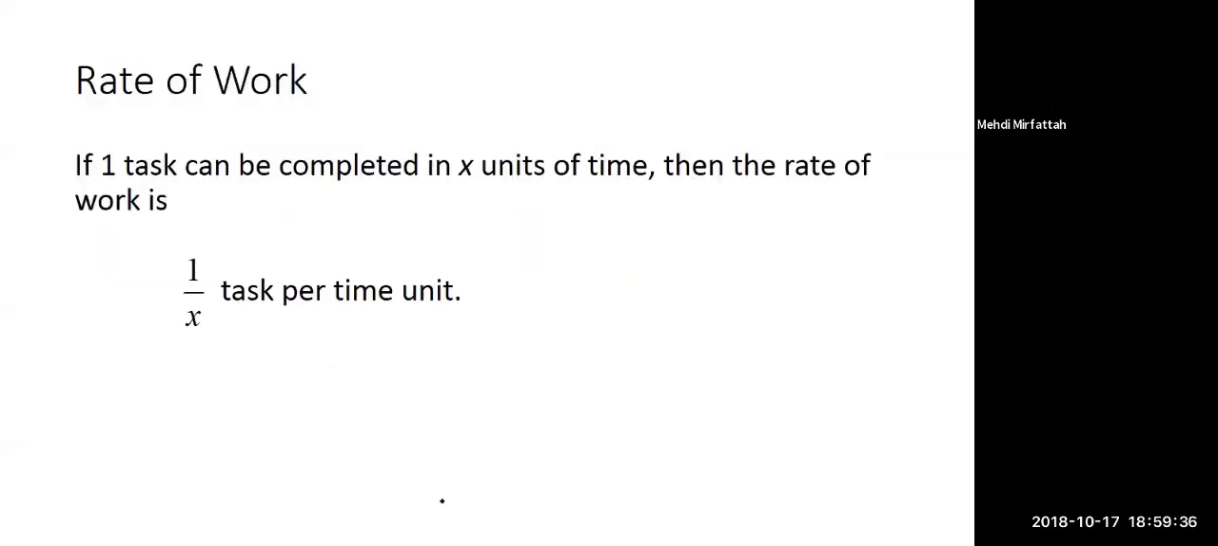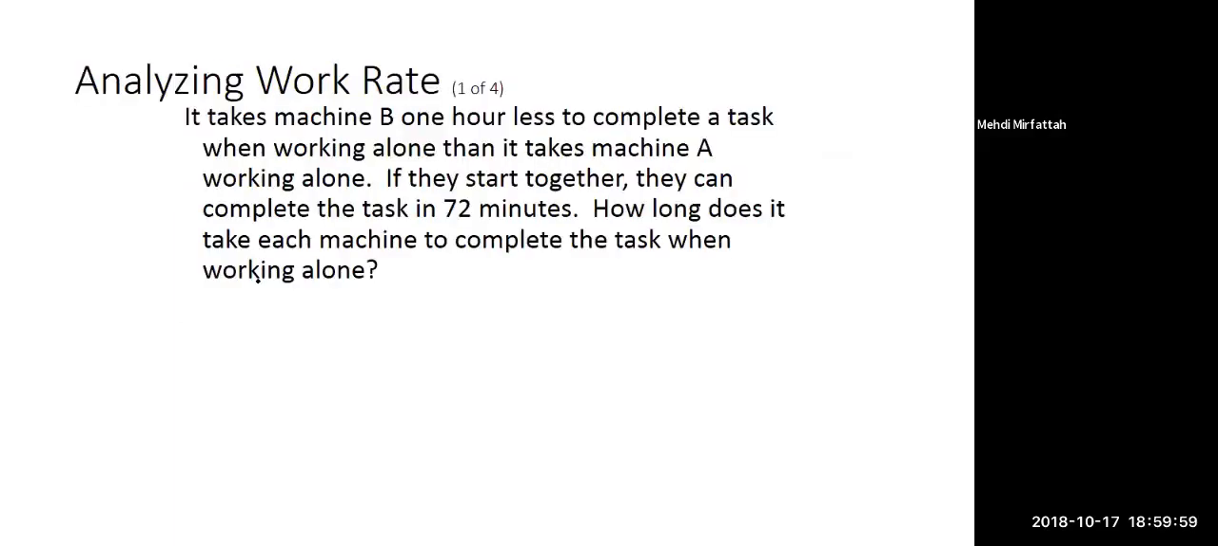Rate of work. If one task can be completed in X units of time, then the rate of work is 1 over X. 1 over X task per time unit. It takes machine B 1 hour less to complete a task when working alone than it takes machine A working alone. If they start together, they can complete the task in 72 minutes. Now the units are different. We need to take care of that. How long does it take each machine to complete the task when working alone?